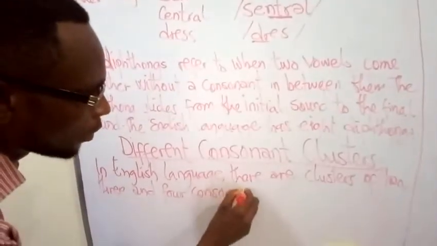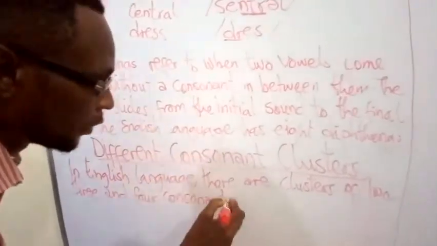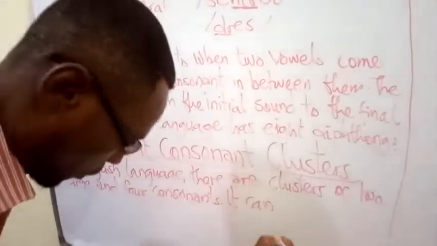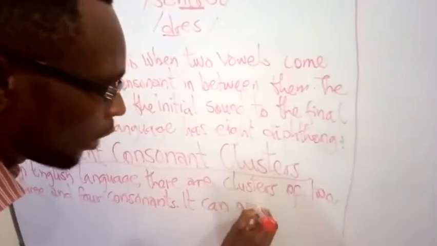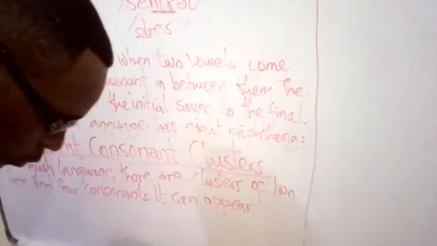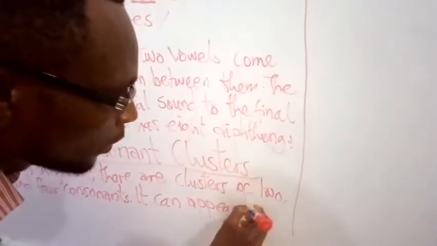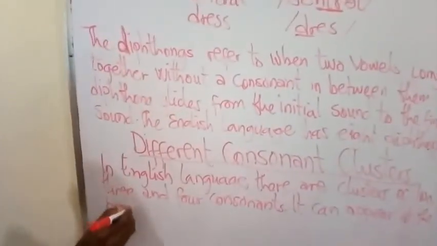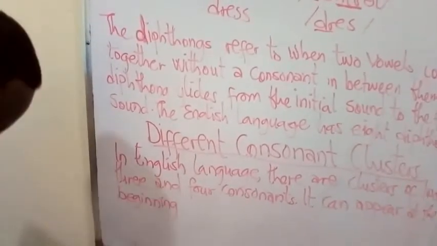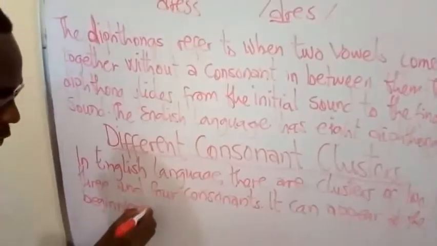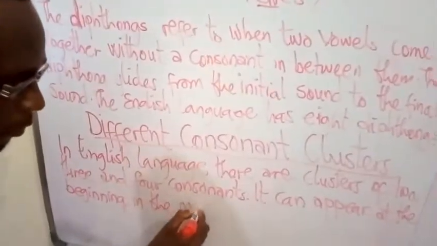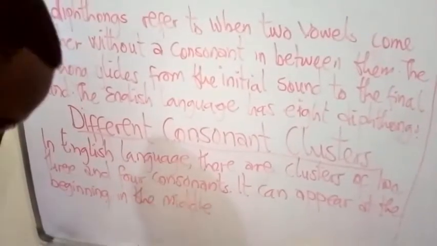So we have a cluster of 2. You've seen it from the example there. We have a cluster of 3, and we have a cluster of 4. About a cluster of 5, I don't know where that word would be. It may not be in the English language, I don't know. So this is the next thing we're going to do now. We're going to look at this cluster in the initial position, in the medial position, and in the final position too.